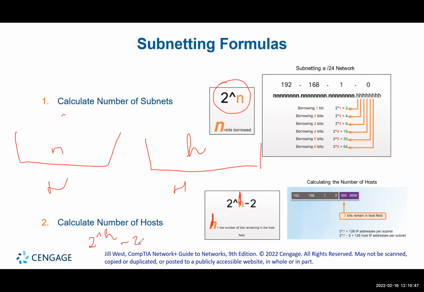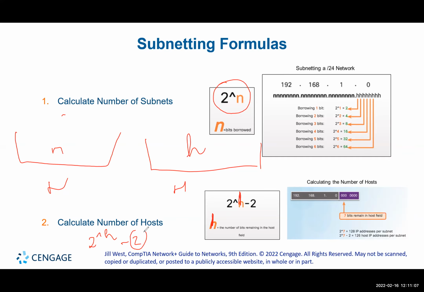The reason that I have to minus 2 is because for each network, you have to reserve 1 address for the network address, and you have to reserve 1 address for the broadcast address. That's why you have to minus 2 here. Okay, so now let me give you another example.